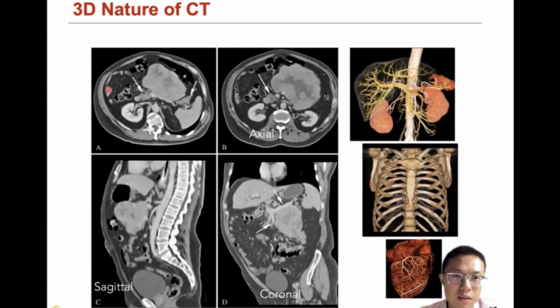And because of the nature of CT is the 3D volume of the image, we'll have different cross sections of the human body. So we have different views: we have axial view, sagittal view, and coronal view.